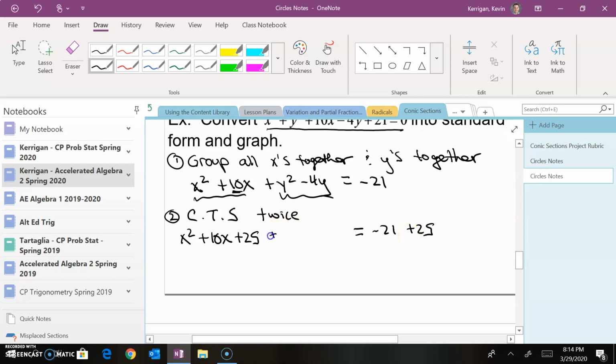I'm going to do the same exact thing to the y's. I'm going to take y squared minus 4y, and then divide negative 4 by 2 is negative 2. Squared is 4, and I'm going to add 4 here and also there.